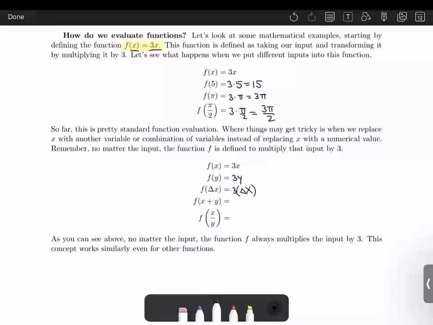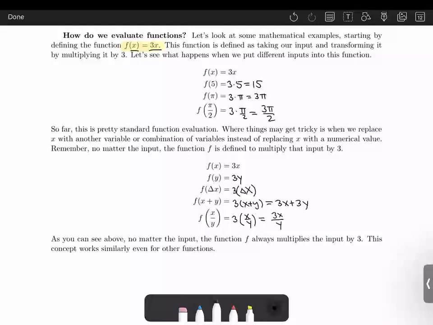Next, if I'm evaluating the function on x plus y, I have 3 times x plus y. And if you'd like, you can go ahead and distribute this 3 to become 3x plus 3y. And lastly, if I have x over y, I just multiply 3 by my input of x over y, giving 3x over y. Again, I'm just going to multiply straight across for my fractions here.